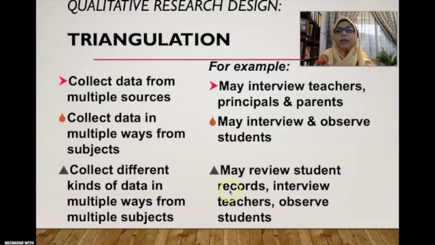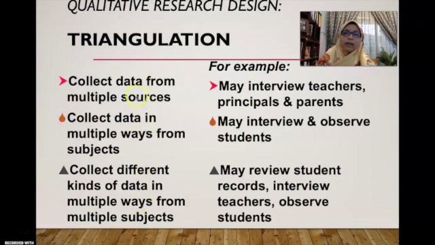For example, collect data from multiple sources. You have so many sources, so you need to triangulate between the sources. Collect data in multiple ways from a subject. Collect different kinds of data in multiple ways from multiple subjects. You may interview teachers, principals, and parents. You may interview and observe students. You may review student records, interview teachers, and observe students. So these are examples for each of the triangulation processes that I listed here.